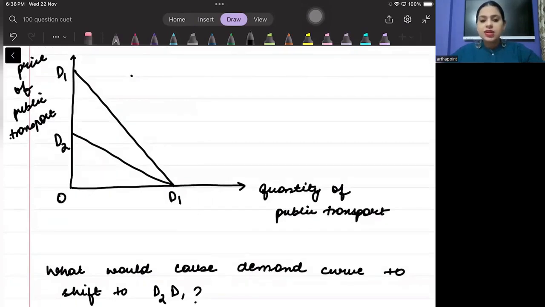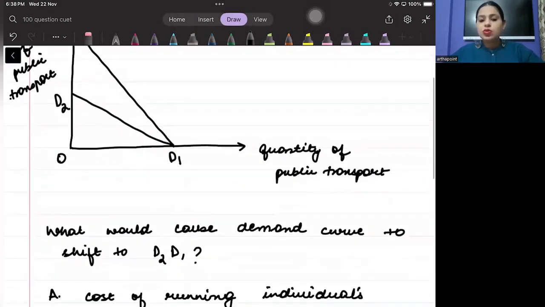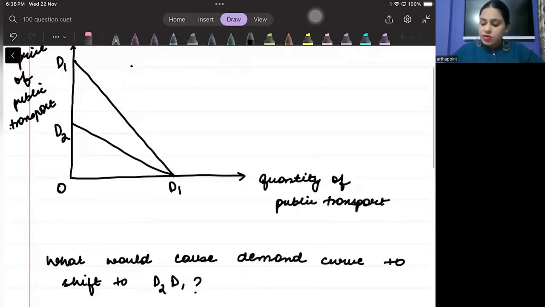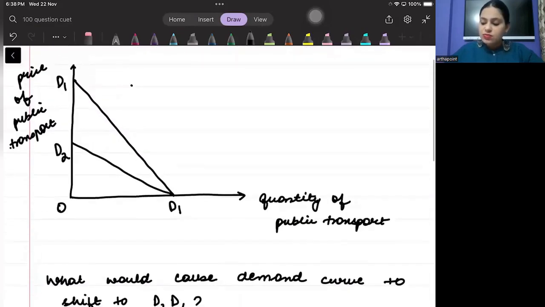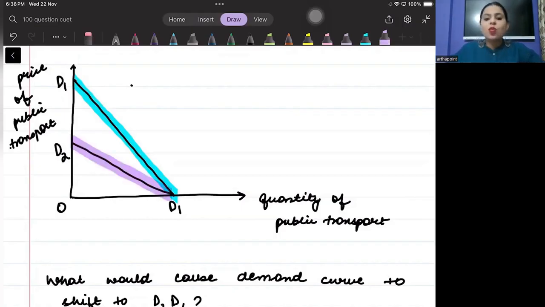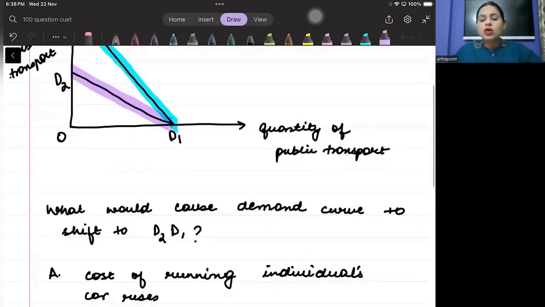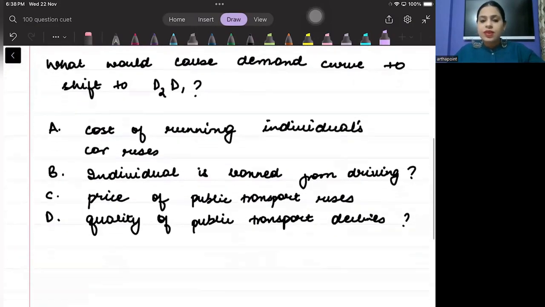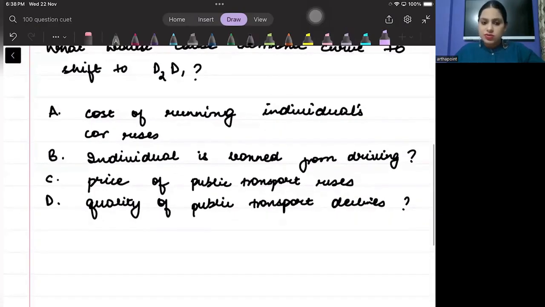Here, a figure is given to you and it says which would cause demand curve to shift to D2, D1. So we can assume that my initial demand curve is D1, D1, and our new demand curve is going to be D2, D1. So it is asking what is going to cause this shift? Why does the demand curve go to D2, D1? And then 4 options are given to us.